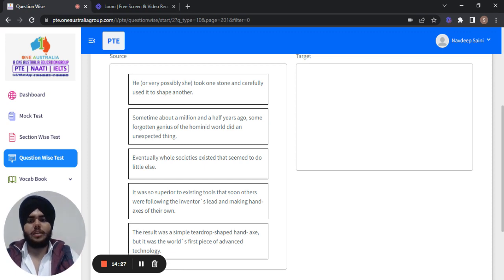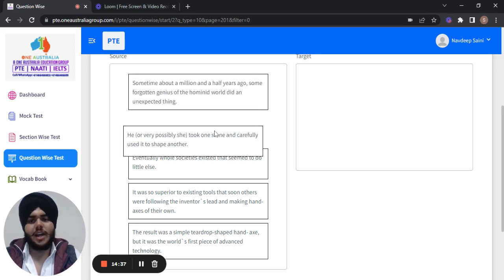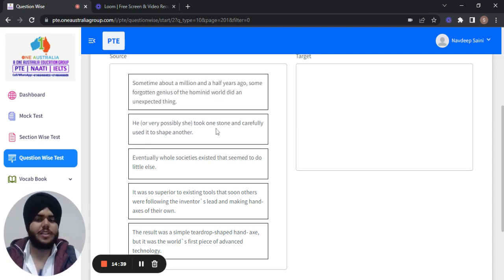Okay. It can be, but let's see. Sometime about 1.5 million years ago, some forgotten genius of the hominid world did an unexpected thing. So he, and I think this line would go after this for sure. But I'm 99% sure because I haven't read the whole thing. Let me read the whole thing, then we'll see, right?